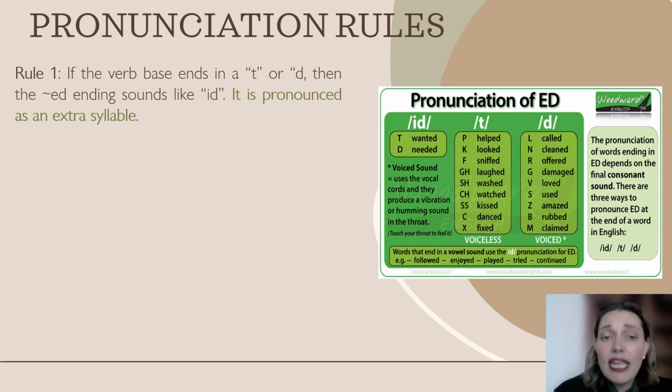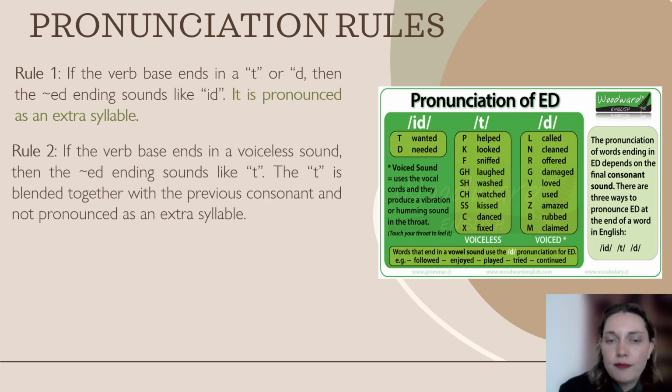It says that if the verb base ends in a T or D, the ed ending sounds like id. It is pronounced as an extra syllable. For example, want, wanted, need, needed. So we need to pronounce an extra syllable.